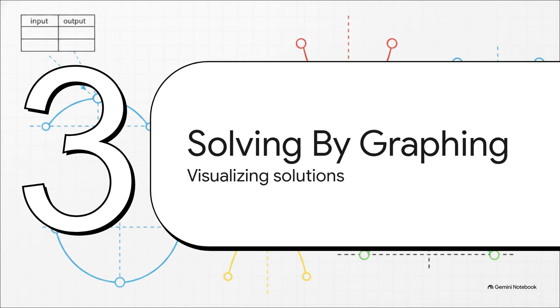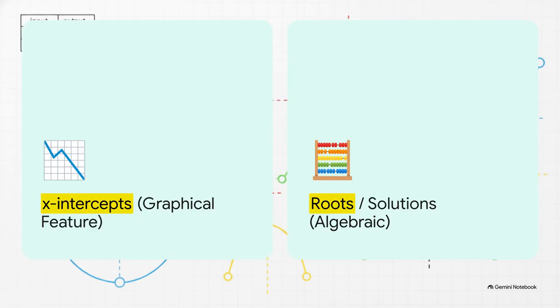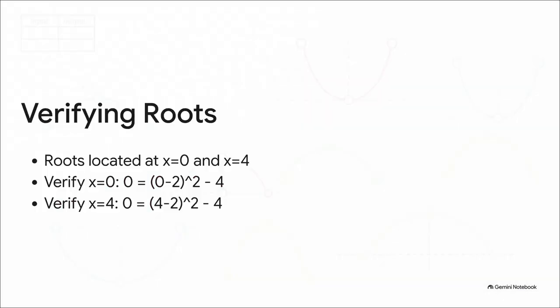Let's see how this visual shape actually solves an algebraic equation for us. Whenever you're asked to solve a quadratic equation that's set to 0, you are quite literally just looking for its x-intercepts. The graphical feature of crossing the horizontal axis is exactly the same thing as finding the algebraic roots or solutions of the equation. Looking back at our plotted graph for the equation 0 equals the quantity x minus 2 squared minus 4, the parabola crosses at x equals 0 and x equals 4.